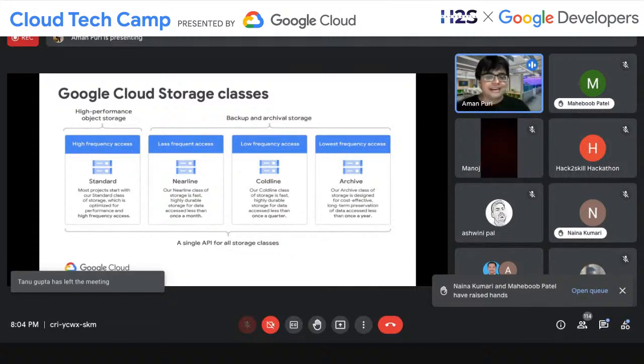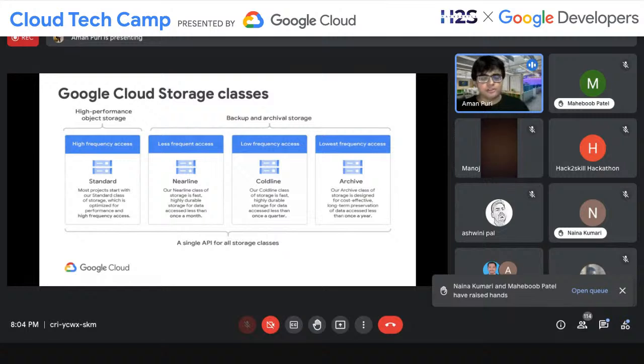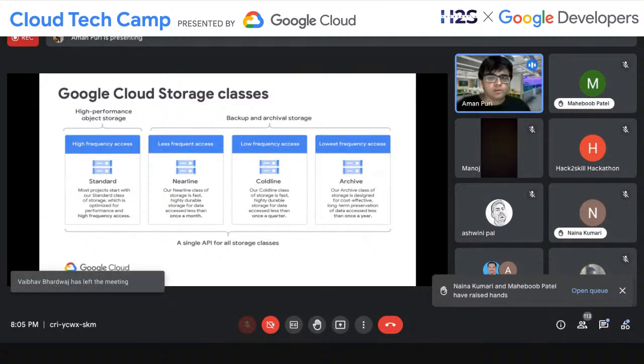So that's why the intention of nearline data is to have the access of this data only once a month. Then you have something called cold line storage, which is intended to have the data accessed only once a quarter. And then you have archive storage, where the data can only be accessed once a year. The more you go from standard to archive, the lesser the cost of your storage comes, but at the same time, the more the cost of access to the data becomes.